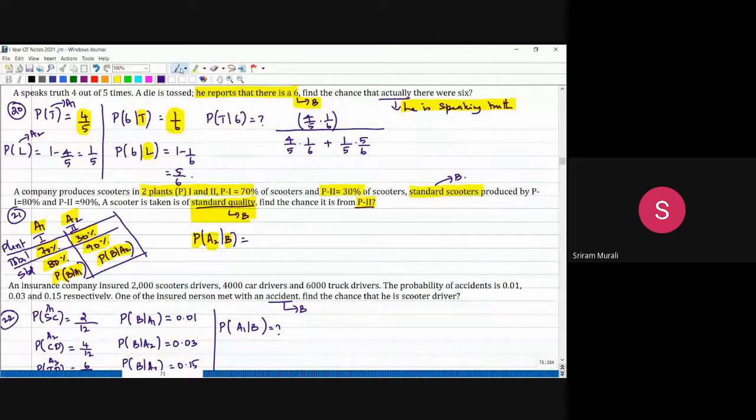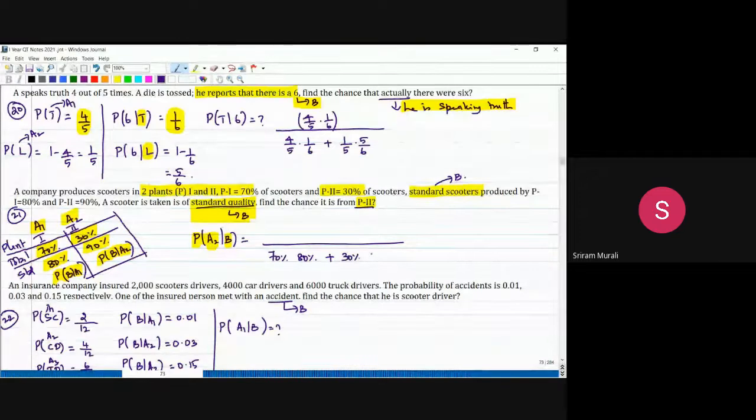So how do we classify now? What is the total output produced by plant 1? 70%. In 70%, how many are standard? 80% of 70. Or in plant 2, they are doing 30%. In 30%, how many of them are standard? 90. Of the two, which will come to the numerator? This will come to the numerator because they are telling plant 2. That is why it is 30% and 90%. Have you all understood? Yes, sir.